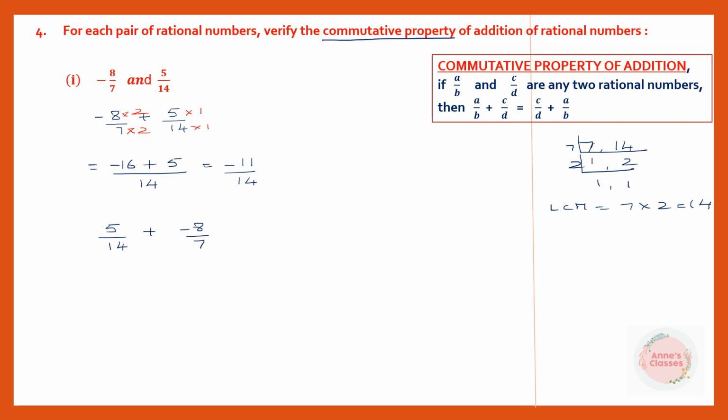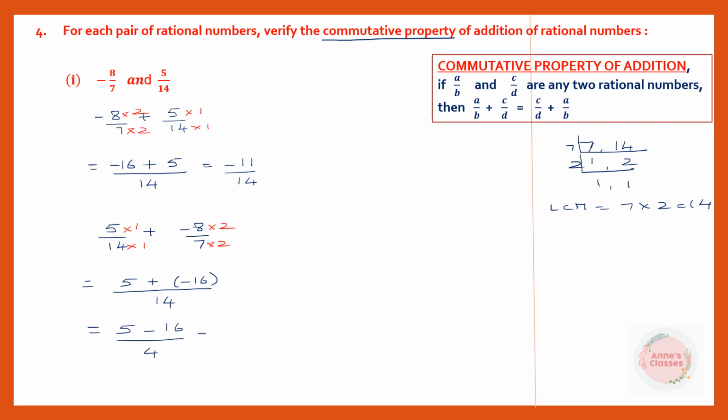So here the LCM will be 14. We've just found out the LCM, so let's use the same thing. 14. Now take the first rational number. Denominator is 14. 14 into 1. So 5 into 1 is 5 plus. Now the next one. Denominator is 7. 7 twos are 14. So minus 8 into 2 is minus 16. So this will be 5 minus 16 by 14.